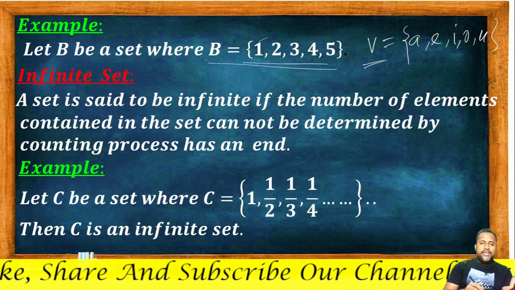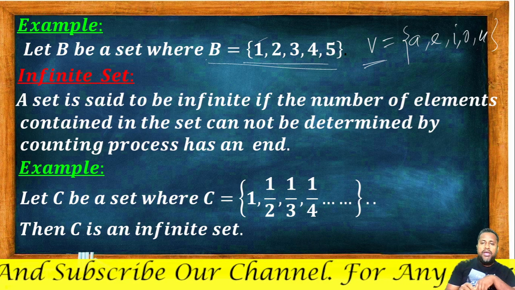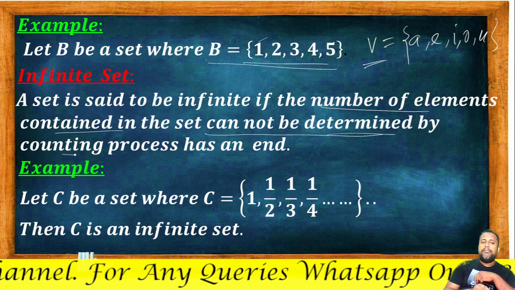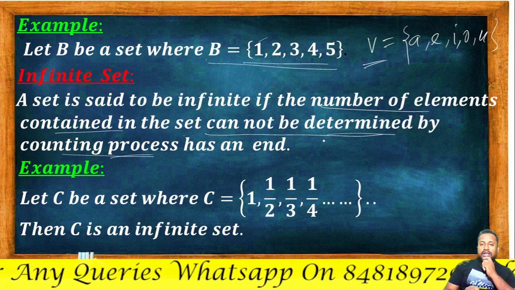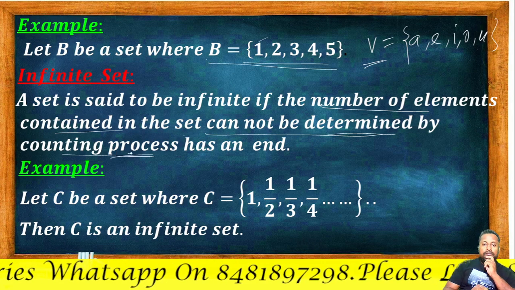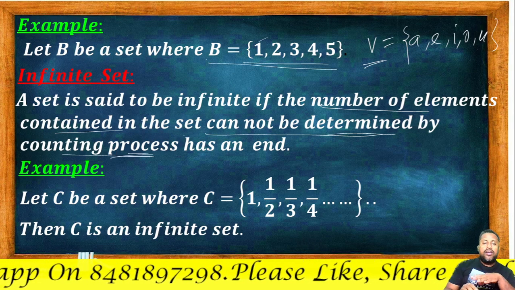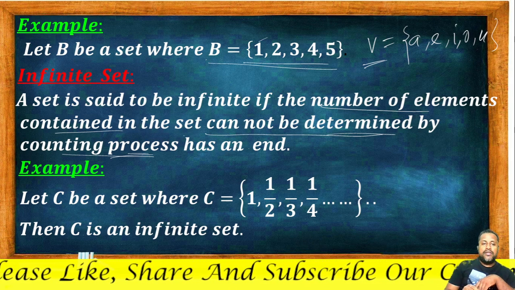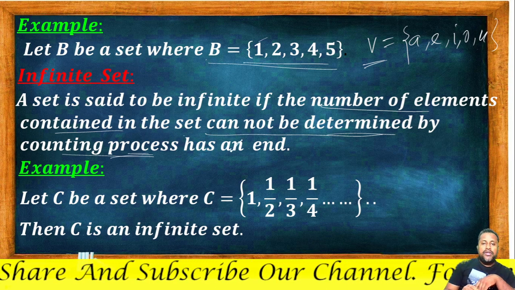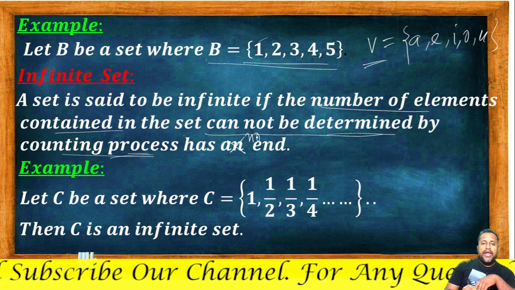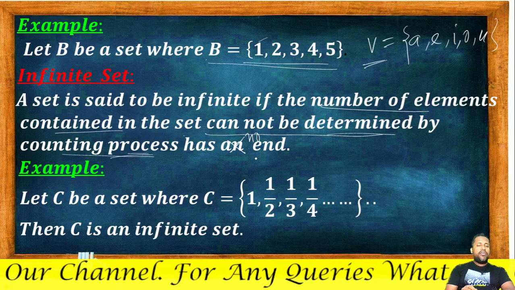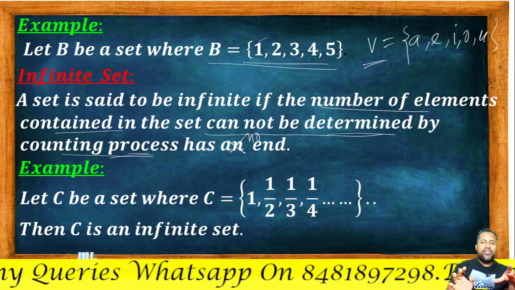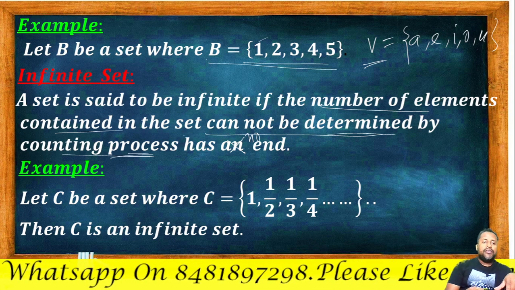A set is said to be an infinite set if the number of elements contained in the set cannot be determined by the counting process, ordinary counting, and the counting process has actually no end. Or we can say in this way also, a set is said to be an infinite set if it contains an infinite number of elements.